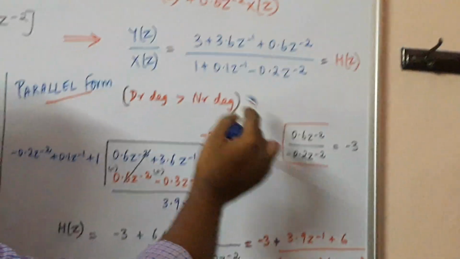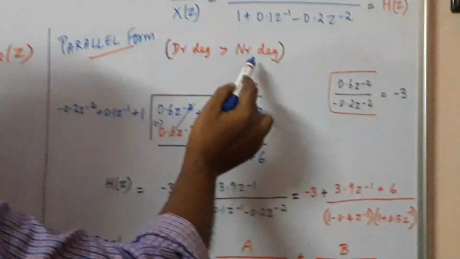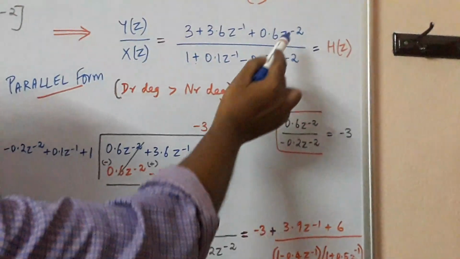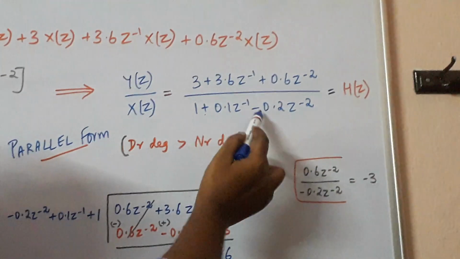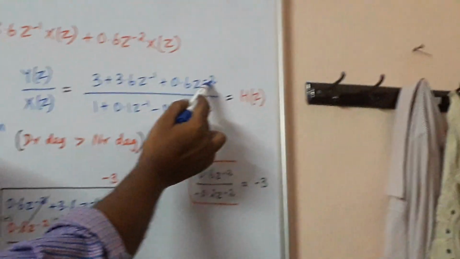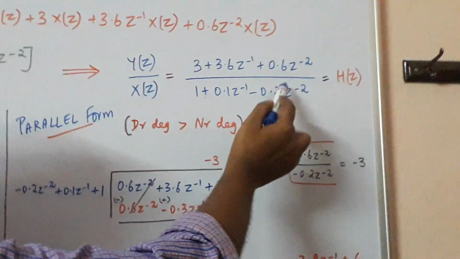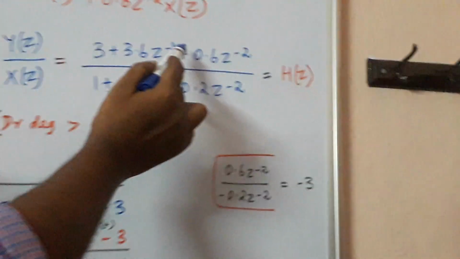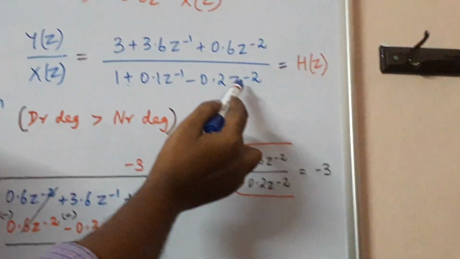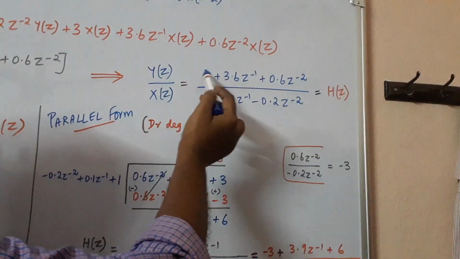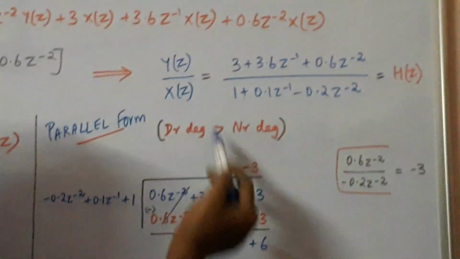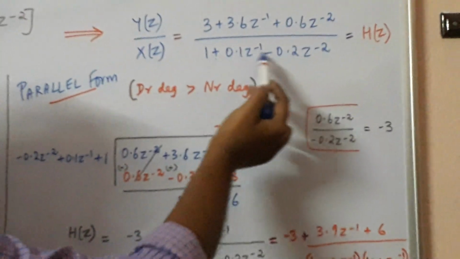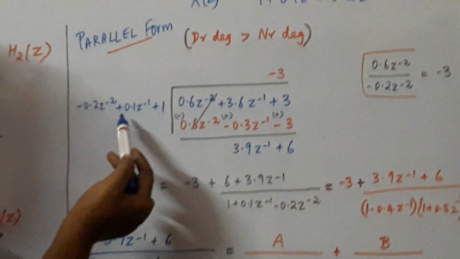In parallel form, one condition is that the denominator degree should be greater than the numerator degree. But here in this problem, both degrees are the same. So we have to divide once to eliminate this power minus 2 and have power minus 1, such that the denominator degree is greater than the numerator degree. To do this, we write the numerator and the denominator, that is the dividend and the divisor, in the reverse way. So we write 0.6 plus 3.6 plus 3, and then for the divisor, minus 0.2 plus 0.1 plus 1. Write in the reverse way and divide.